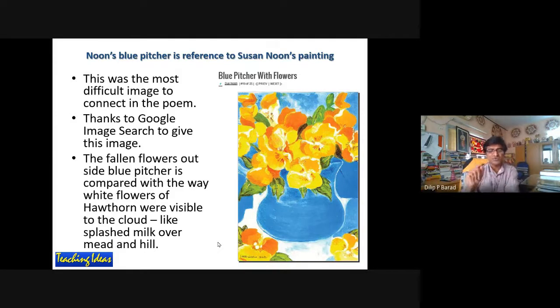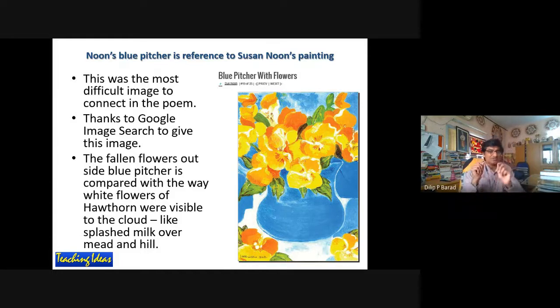And this was the most difficult part in this poem to open, that what is this Noon's blue pitcher? That was a reference to a painting. And initially it just seems that it is just about noon time or afternoon. It is very difficult to find that this Noon is somebody, some painter. And there is a reference to a painting given here. Without Google image, it is not possible to reach here, to open this poem. How difficult.